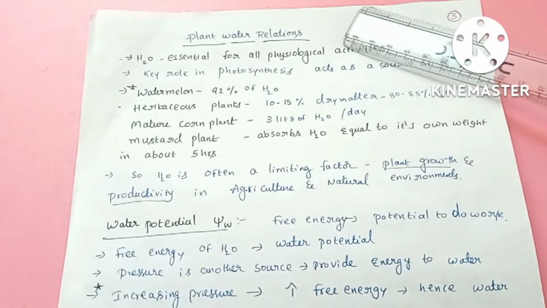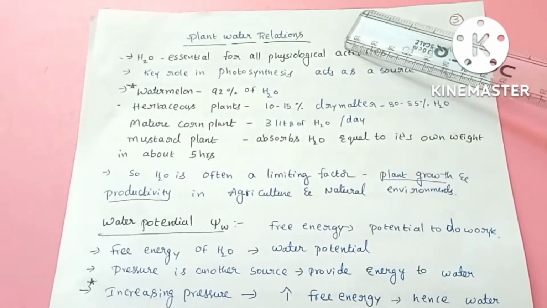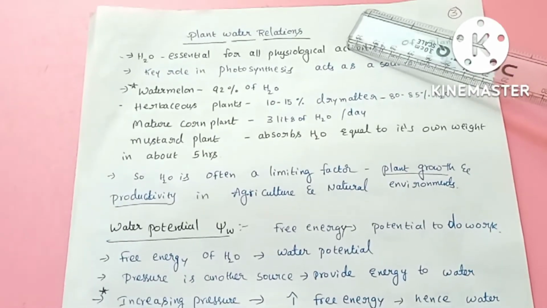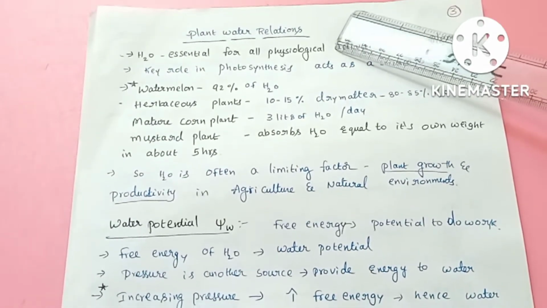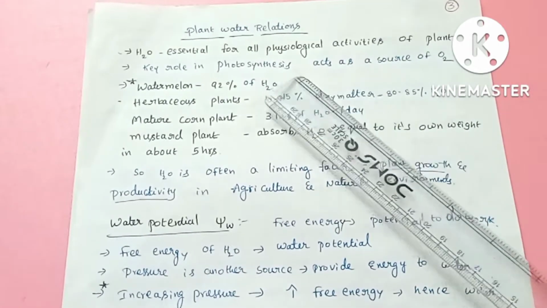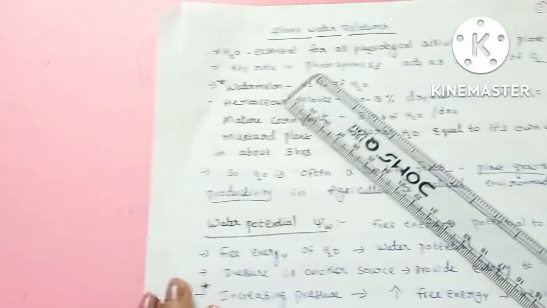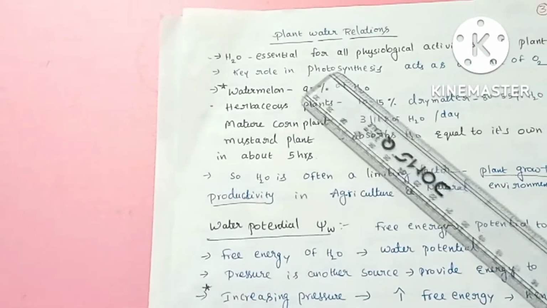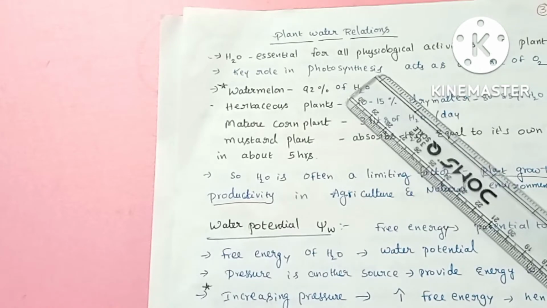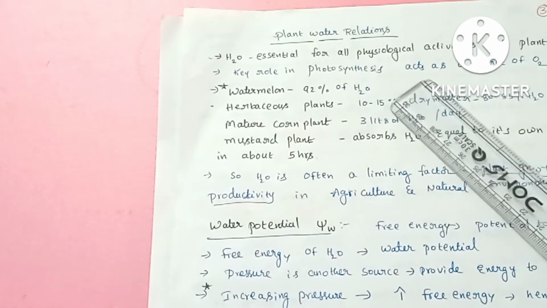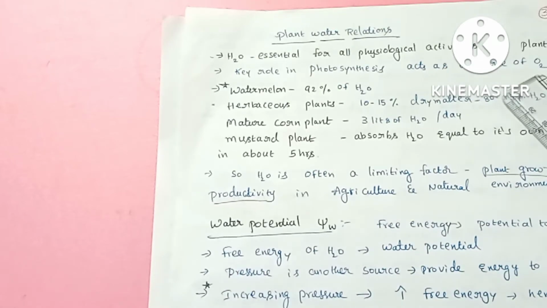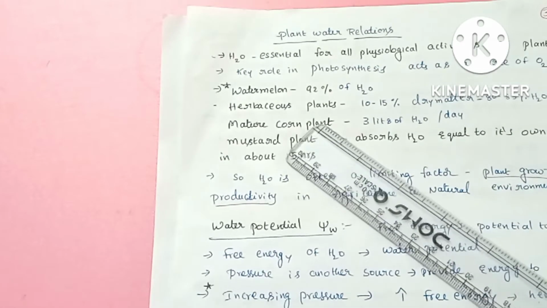So, plant-water relations. We know that water is the essential element for all living organisms. It may be a plant or animal or anything. Water plays a key role in all physiological activities. In plants, water plays a major role in photosynthesis. Without water, there is no photosynthesis. Not only that, during photosynthesis, oxygen is released, and that oxygen is released from the water only.